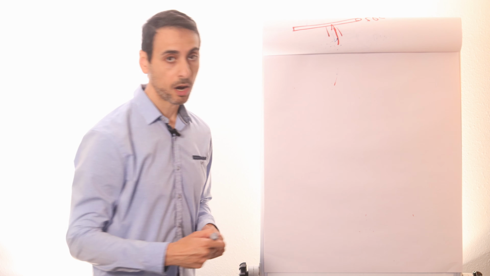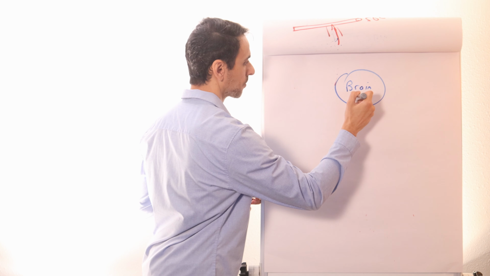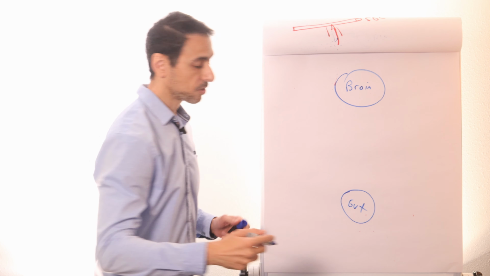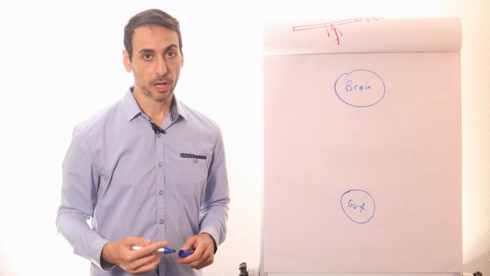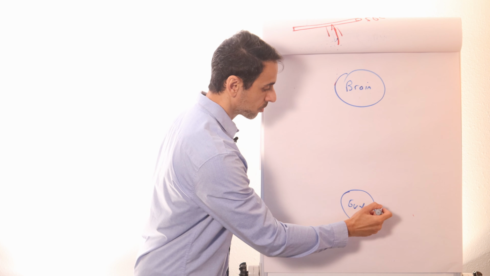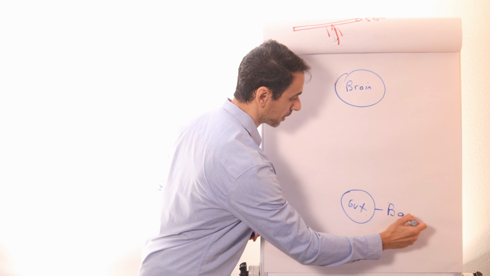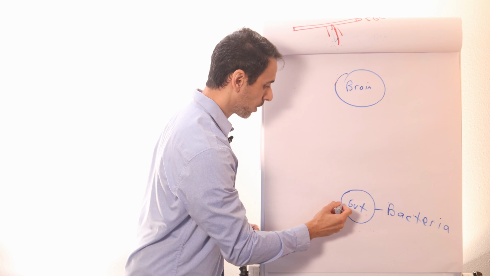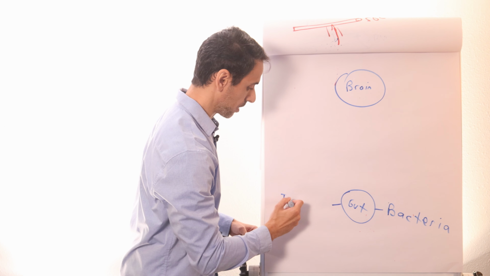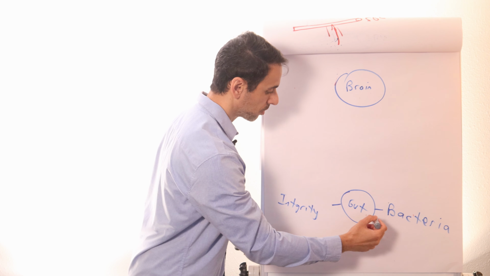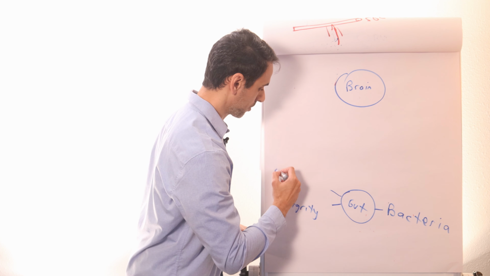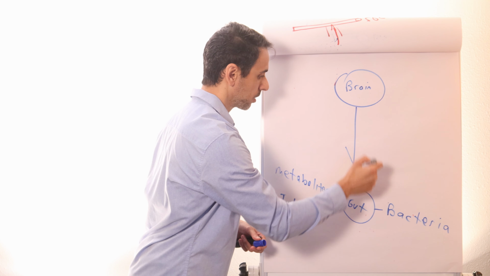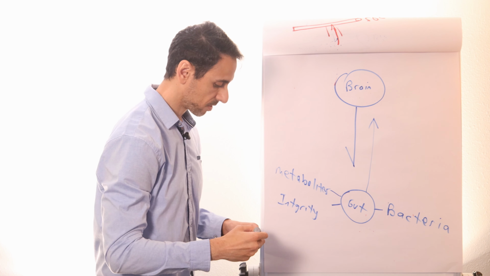I'm going to draw our brain up here, and over here we're going to have the gut. Now, there are a few factors we've got to consider with our gut. One of them is the bacteria, gut bacteria, or microbiome. And then we also want to consider the integrity of the gut. And we also want to consider the different metabolites. Now, this is, as I mentioned, a bidirectional communication, which impacts each other.